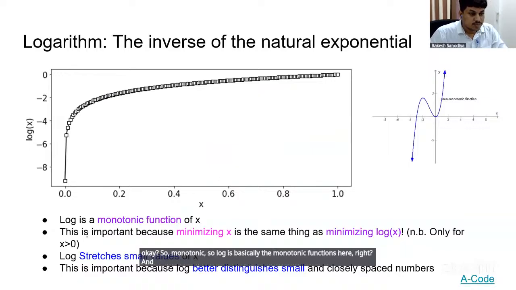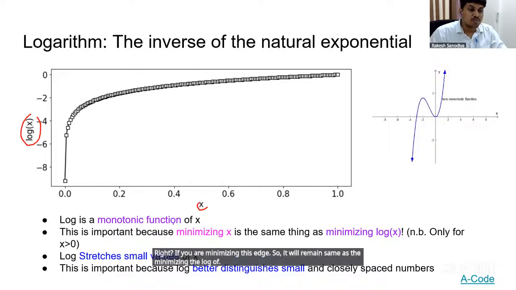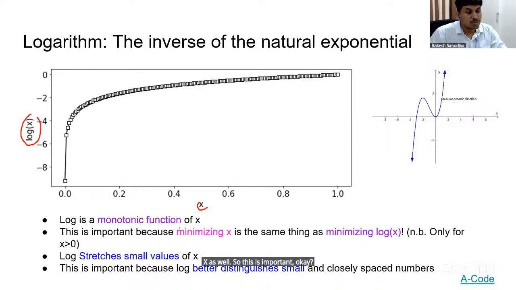And the second one is important, because minimizing x is the same thing as minimizing log x, right? If you are minimizing x, it will remain the same as minimizing the log of x as well. This is important because of this monotonic property.